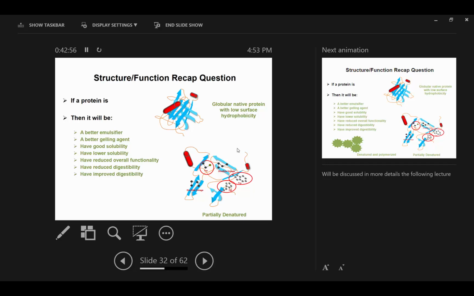Partially denatured? What happens? Very good. You improve digestibility. It's partially denatured, so digestive enzymes will have access. What else? Better emulsifier. Very good. You have exposed some hydrophobic groups. You have a better balance on the surface between hydrophilic and hydrophobic. What else?